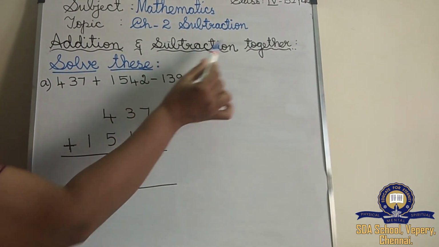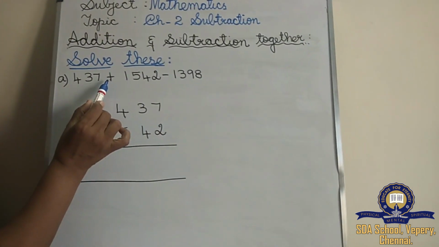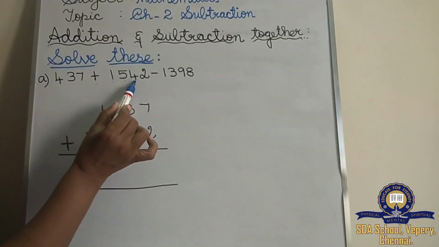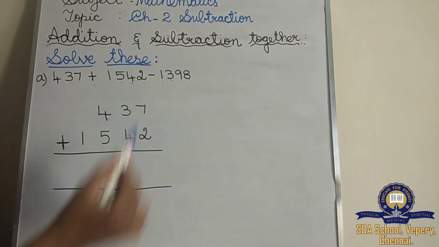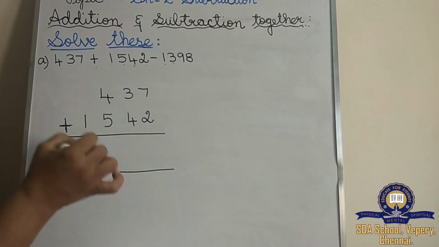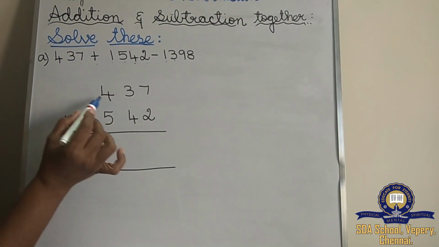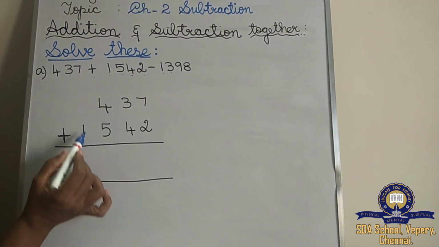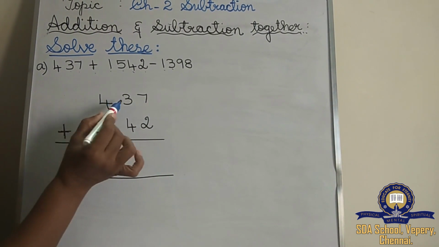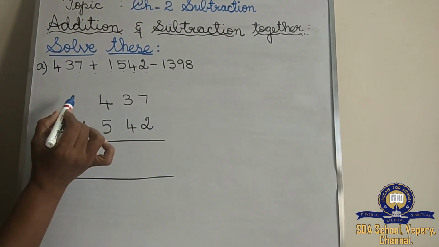Addition and subtraction together. Solve this. See, 437 plus 1542 minus 1398. First you have to add, and then from that answer you have to subtract. So first you have to write 437, and next 1543. Here only a 3-digit number, here a 4-digit number. You should write like this.